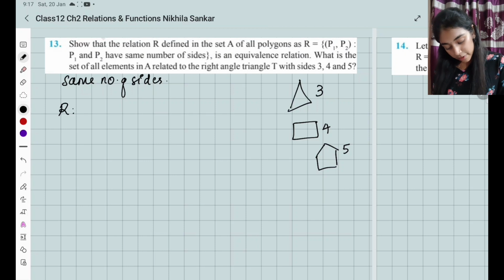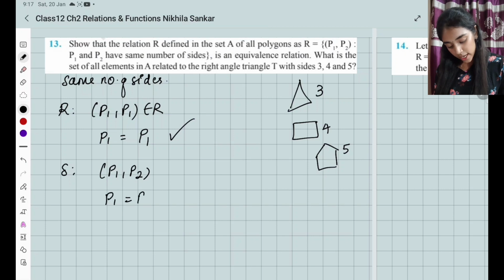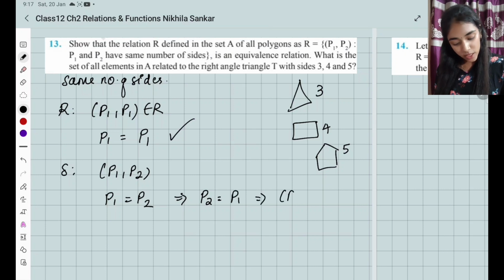When you're talking about the reflexive case, you have to compare polygon 1 with itself. It belongs to the relation. So you have the number of sides of polygon 1 equals the number of sides of polygon 1. So this is going to be reflexive. When you talk about the symmetric case, you talk about polygon 1 and polygon 2. You say that polygon 1 and polygon 2 have the same number of sides, which means polygon 2 and polygon 1 also do, which also means (P2, P1) belongs to the relation, which means they are going to be symmetric.